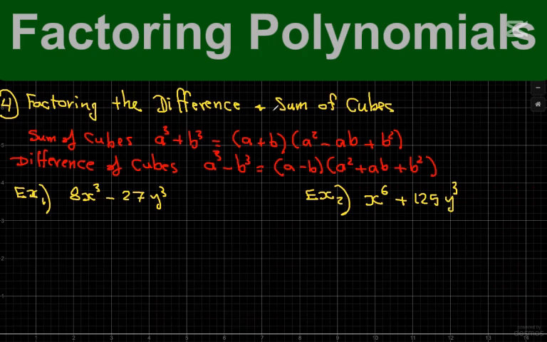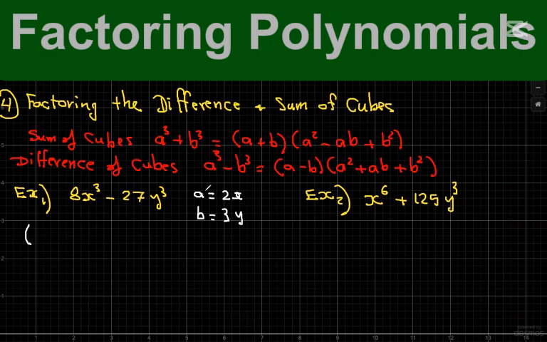So to be able to do this, my advice to you always is to identify what's your a and what's your b. So if this is a cubed, then a would be the cube root of this, which is 2x. And b would be the cube root of this, which will be the cube root of 27 is 3, and the cube root of y cubed is y, so 3y. Now you could start filling in these.